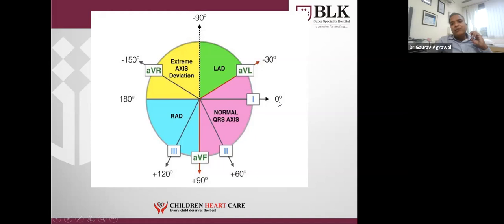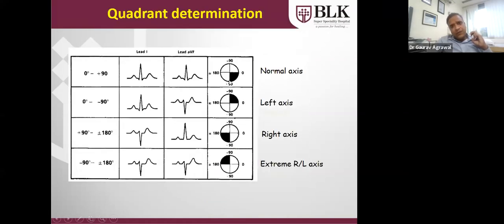Lead 1 positive is on the right. Lead AVF positive is down. Minus is on the opposite side. So coming to the previous cartoon, lead 1 is having a positive QRS, and lead AVF is having a positive QRS. So lead 1 positive is here, we have to draw here, and lead AVF is positive here. So the normal axis will be somewhere in between, and this quadrant is the normal axis.